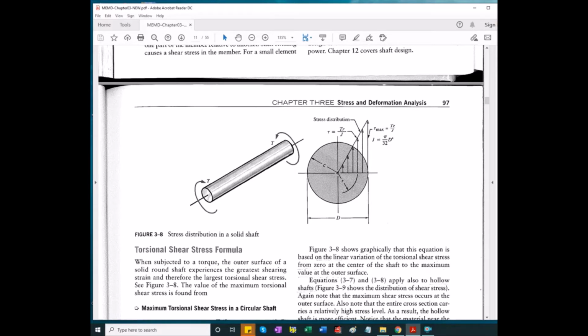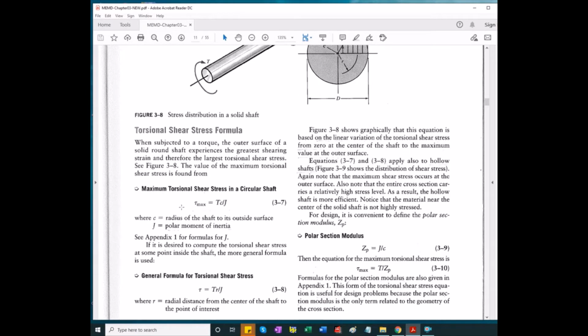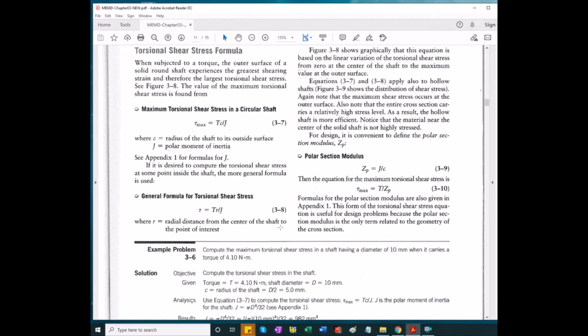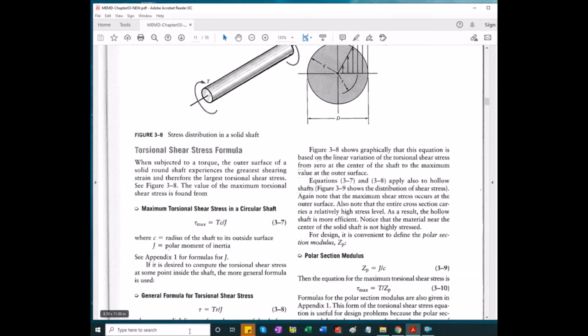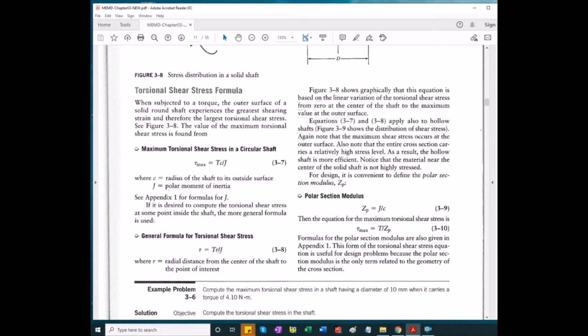So torque transmitted, C is essentially the outer diameter divided by 2, and J is the polar moment of inertia for a solid round bar. It's pi diameter to the power 4 over 32. Okay. Knowledge of the maximum shear stress allows us to check and see if the material can sustain the torque without permanent deformation. At any radius along the shaft, this is the equation to use. You replace C with R.